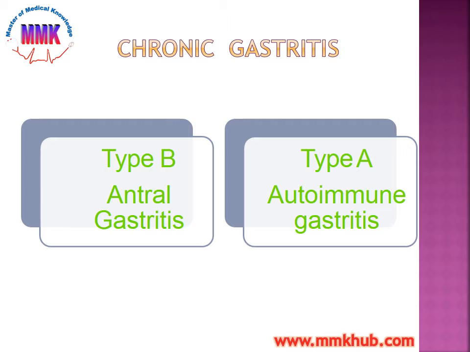Chronic gastritis is further divided into type A and type B. Type A is autoimmune gastritis, while type B is enteral gastritis. In the next slides, we will discuss these types in brief detail.